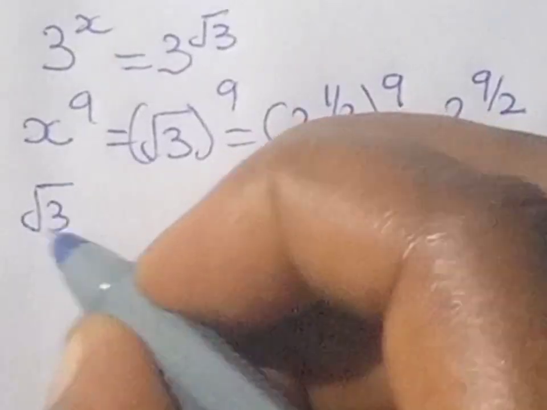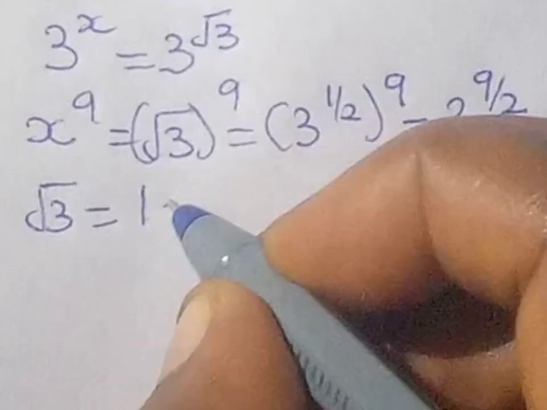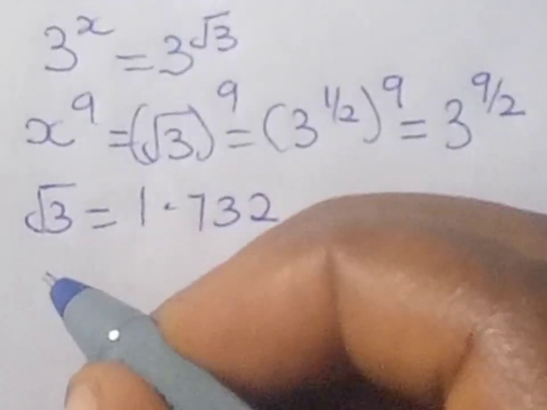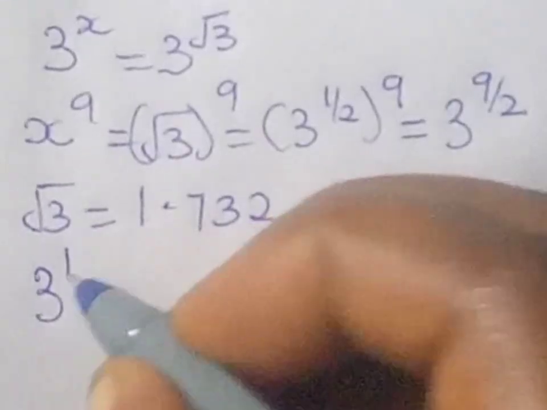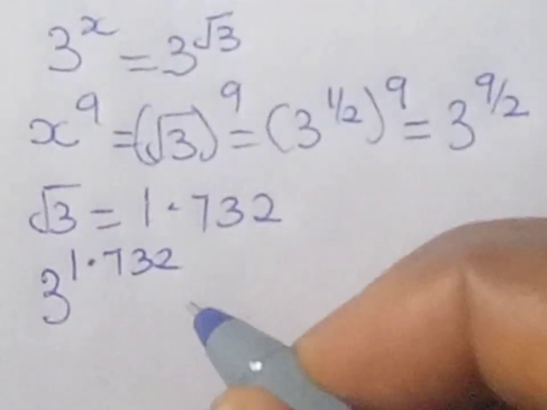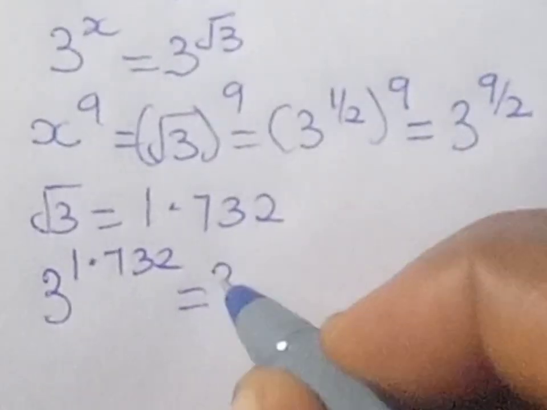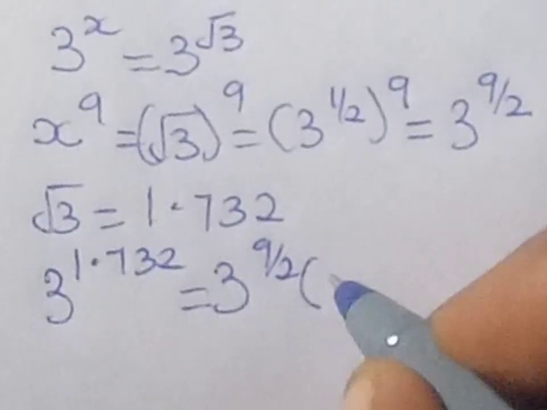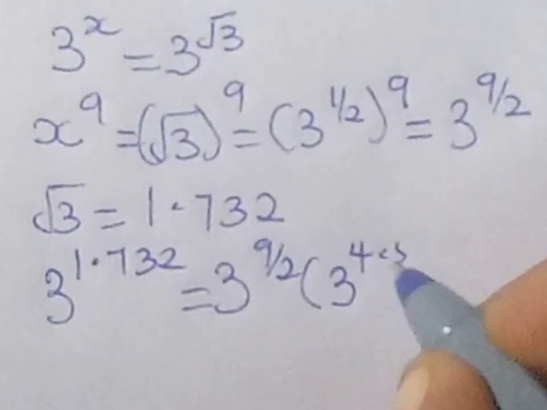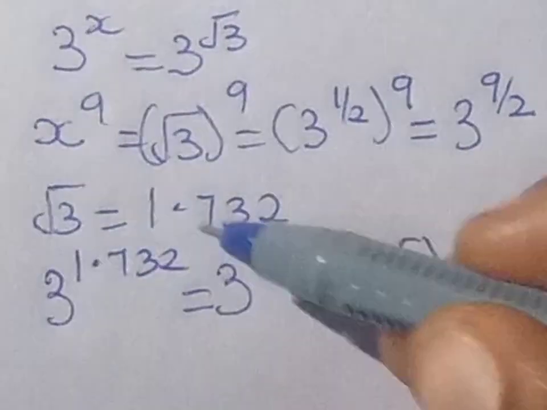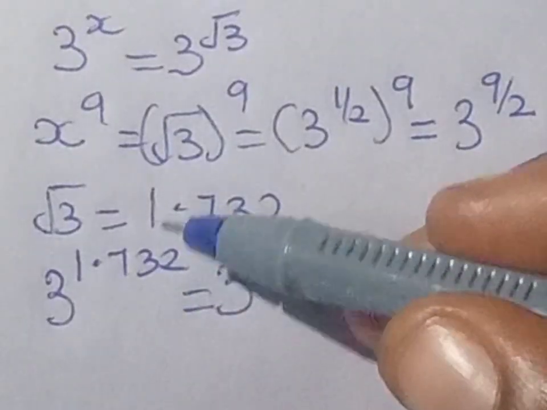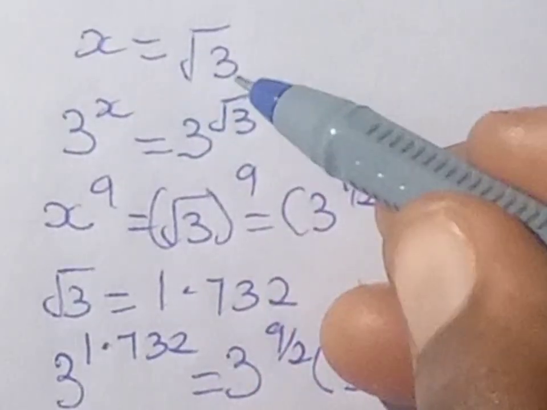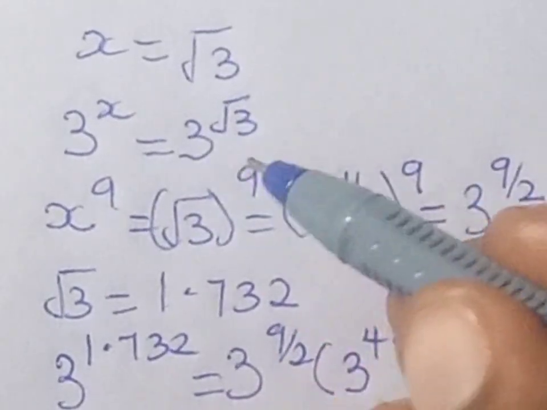Since the square root of 3 is equal to 1.732, then our left side will be 3 raised to the power of 1.732, while our right side will be 3 raised to the power of 9 divided by 2, which is equal to 3 raised to the power of 4.5. Now we can see that our result on the left side is less than our result on the right side. So x equals square root of 3 does not work for this equation.